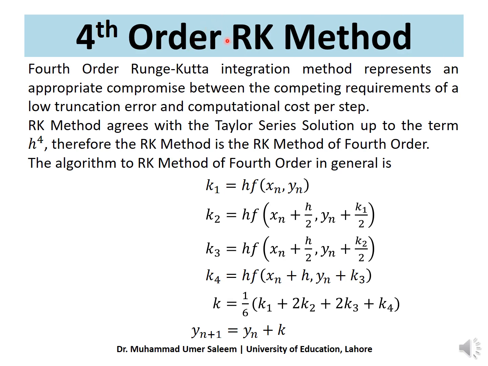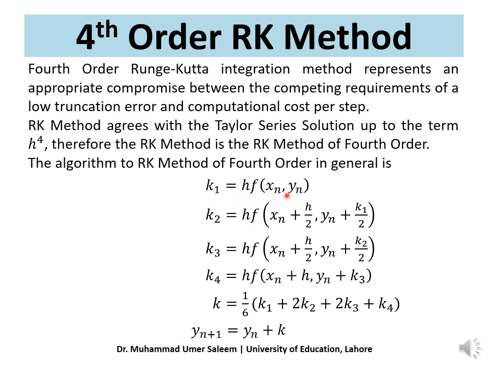Since previous three methods coincide with the existing methods, that's why जो चौथा हमारे पास फोर्थ ऑर्डर आर के मेथड है उसको सिंपल आर के मेथड भी कहते हैं. तो ये जो आर के मेथड है ये एग्री करता है h^4 तक, R4 हो गया तो यही फोर्थ ऑर्डर होता है, तो इसको आर के फोर्थ ऑर्डर मेथड बोलते हैं. और इसका एल्गोरिदम जनरल फॉर्म में ये दिया हुआ है.